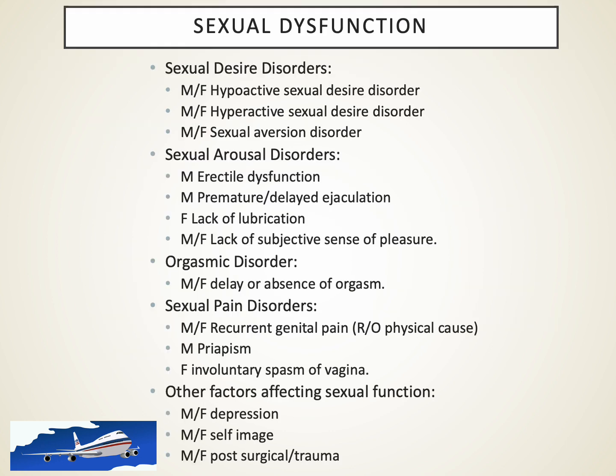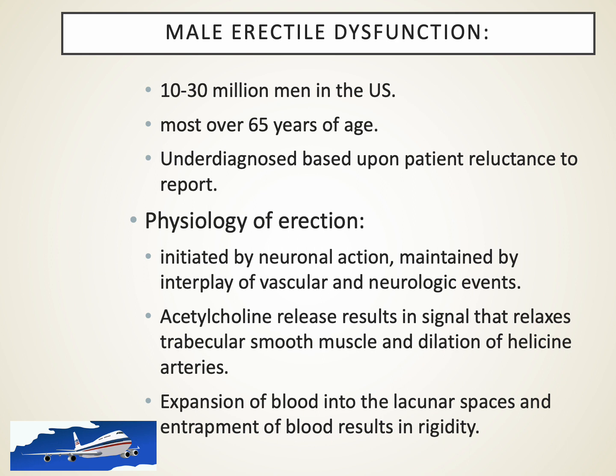The types of sexual dysfunction are sort of listed here. We'll talk more about those later in the year. But we think of sexual desire disorders, sexual arousal disorders, or ability to have an orgasm, pain disorders associated with sex, or other factors that affect sexual dysfunction, particularly depression or trauma or a post-surgical event that affects sexual function in some way, shape, or form. Male erectile dysfunction is pretty common, and there are lots of etiologies for that, particularly vascular, particularly in diabetics, for example, who have vascular changes.